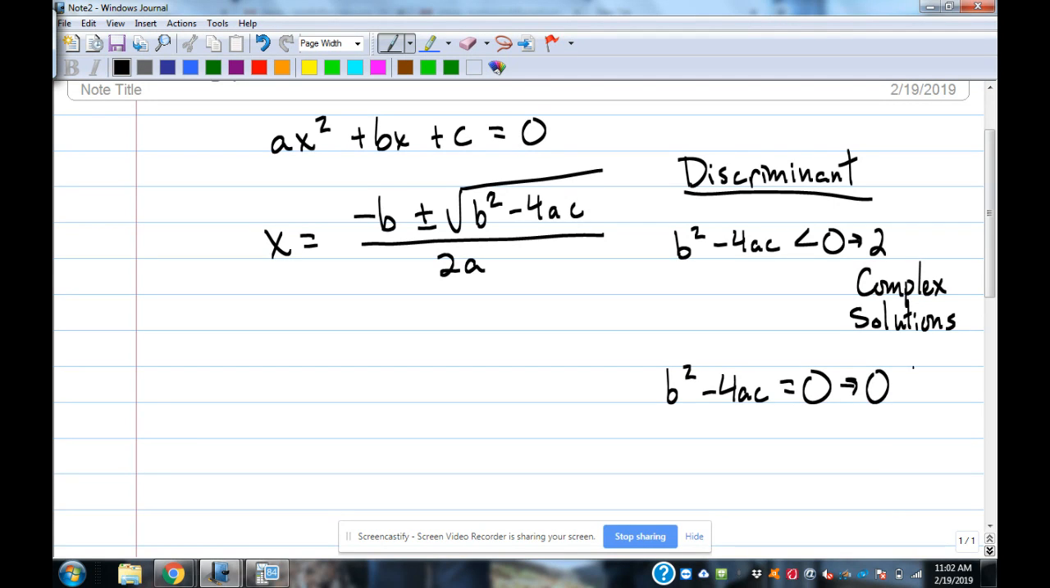What's the square root of 0? 0. So that means we're going to add and subtract 0 to something. If you add and subtract 0 to something, what does it do to it? It doesn't do anything to it. It just keeps it the same, right? So we only have one real solution.